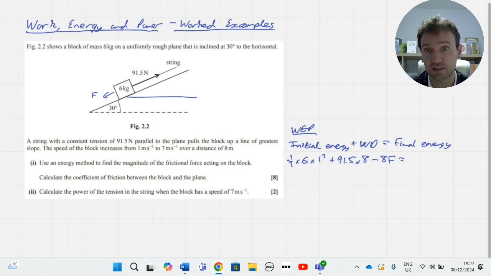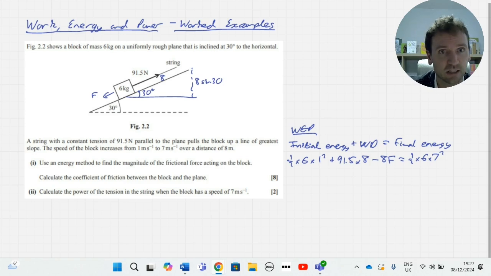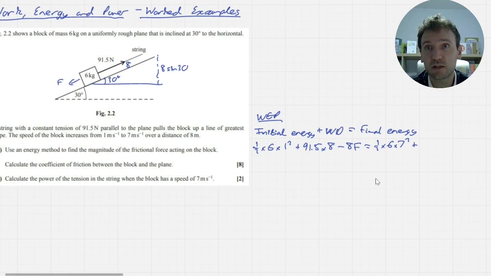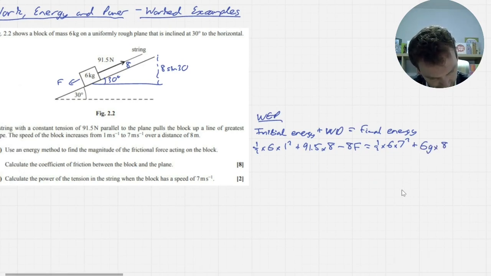Now here, the final energy is going to be the final kinetic energy, which is going to be half times mass times our velocity squared at the top, which is times 7 squared. And then our gravitational potential energy. Now this one takes a little bit more thinking, but we know it's moved 8 meters up the slope. We know that this angle here was 30 degrees. So this is a sine 30. The new height in relation to our base reference is 8 sine 30. So here we're going to do plus m, which is 6g, so, m times g times 8 sine 30.